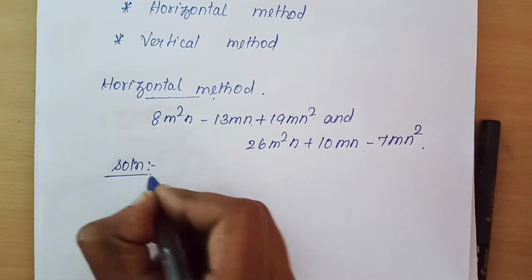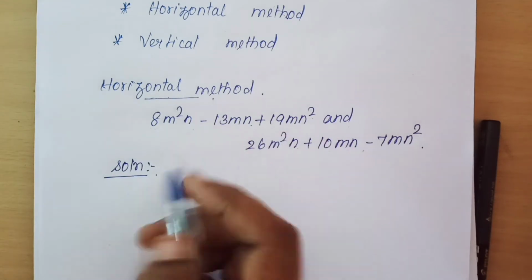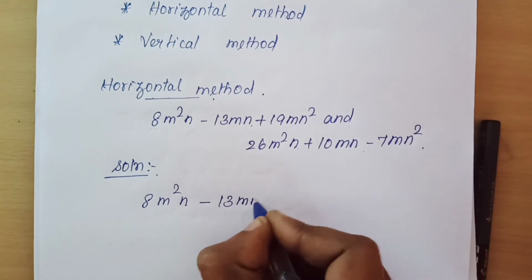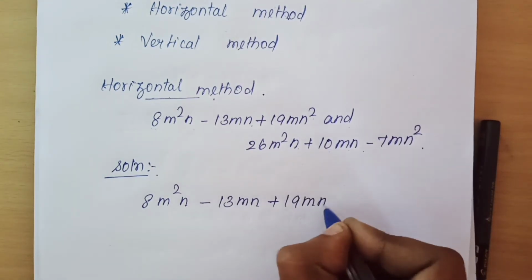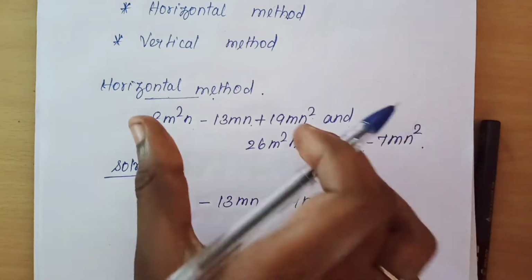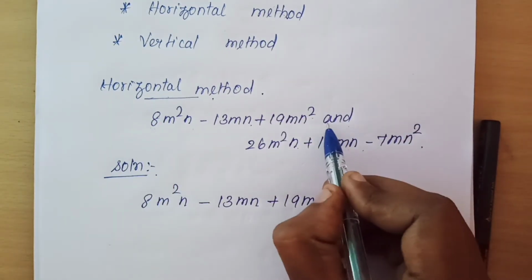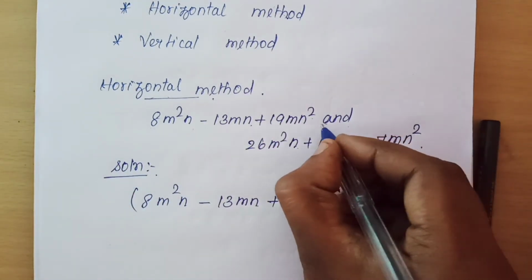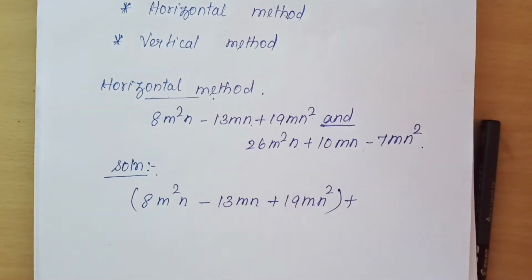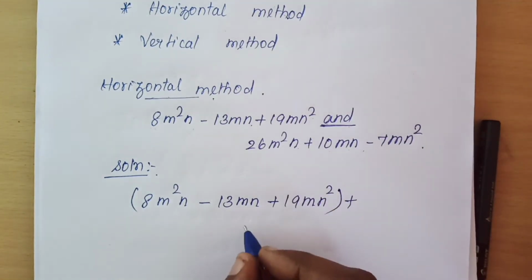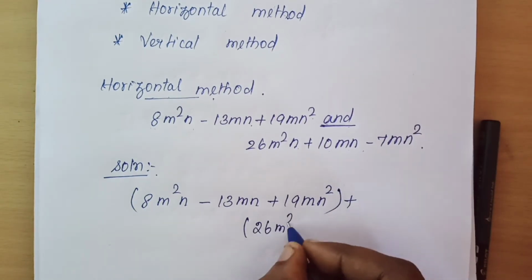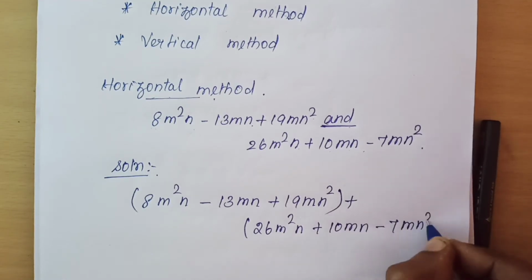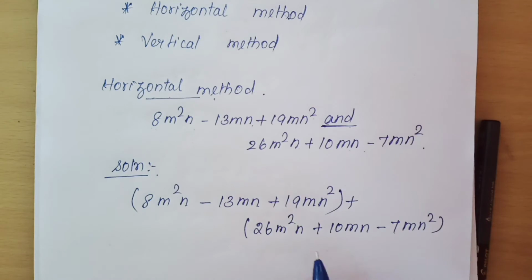First, write the solution. Whenever you start a problem, you start with the solution, right? So write the first term, 8m square n minus 13mn plus 19m square. This is one set of terms, right? So see here, put a bracket. This is your first set of terms, and this and to be considered as plus. Clear? Next write the second set of terms, 26m square n plus 10mn minus 7m square n. Clear?